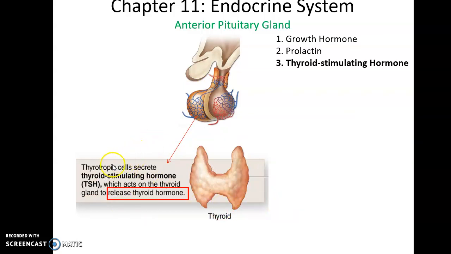Then there's the thyroid stimulating hormone. The thyroid stimulating hormone, surprise, surprise, goes to the thyroid gland, causing the thyroid gland to produce the thyroid hormone. So thyroid stimulating hormone stimulates the thyroid gland to produce the thyroid hormone.